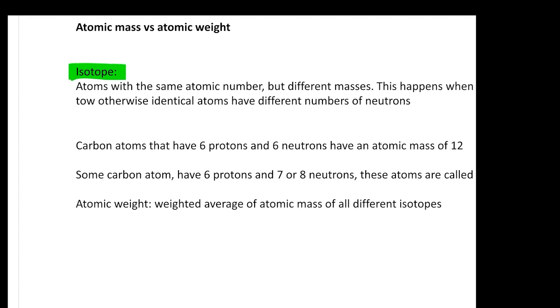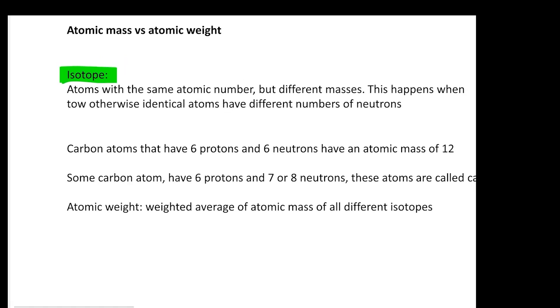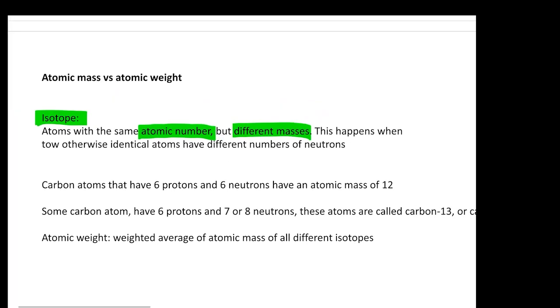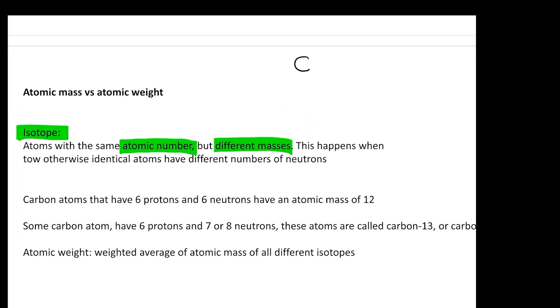So what is an isotope? An isotope is defined as atoms with the same atomic number but different mass. Atomic number is the number at the bottom left corner. It's also your proton number, but the atoms have different mass. One of the most famous examples is carbon. We know carbon typically has 6 protons and a mass number of 12. I guess you also heard of carbon-13 and carbon-14.